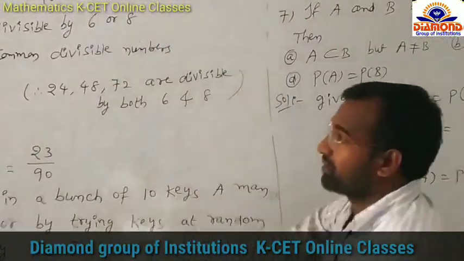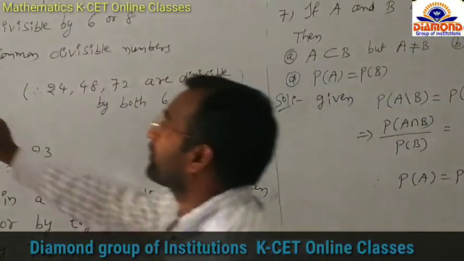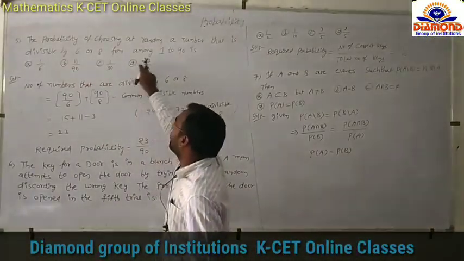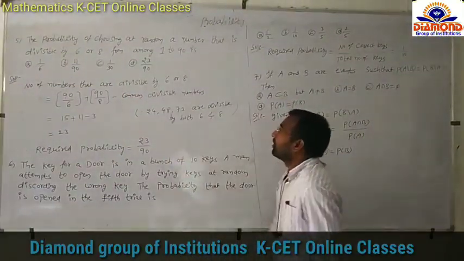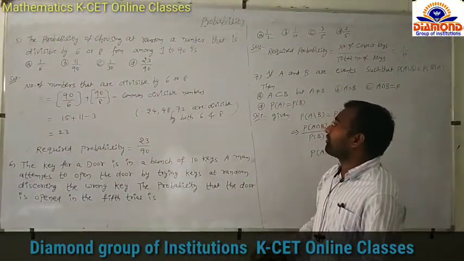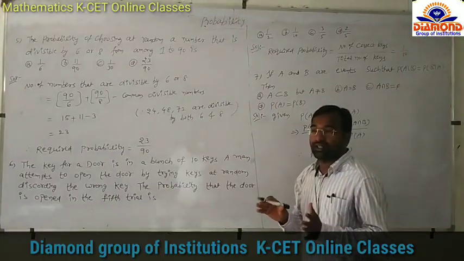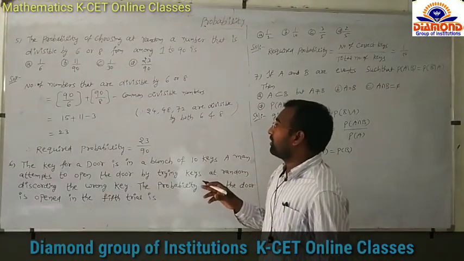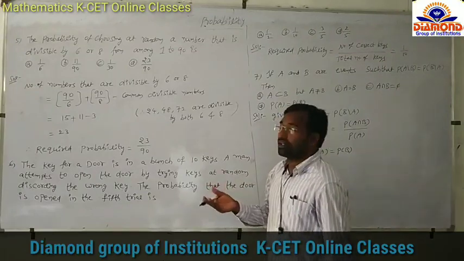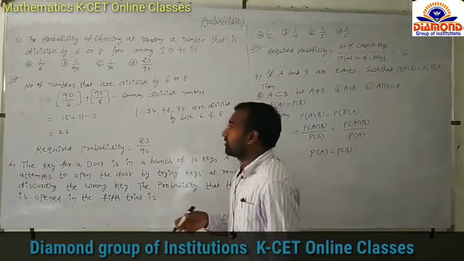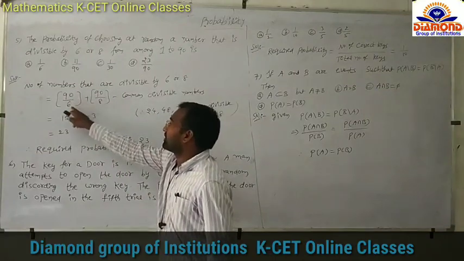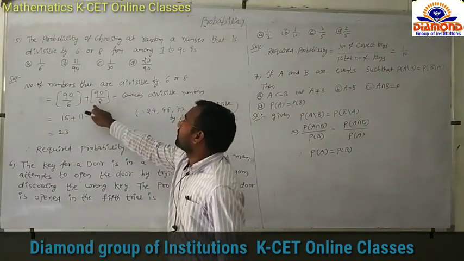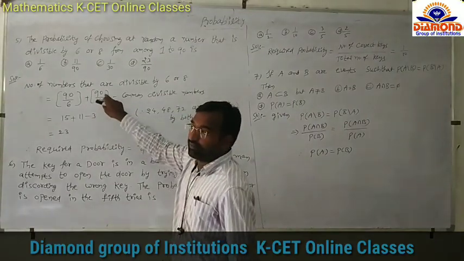The probability of choosing a random number that is divisible by 6 or 8 from among 1 to 90 numbers is: option A 1 by 6, option B 11 by 90, option C 1 by 30, option D 23 by 90. You have to calculate the number of numbers divisible by 6 or 8 in between the numbers 1 to 90. Okay? So the number of numbers that are divisible by 6 or 8 equals, first, step of 90 by 6 plus step of 90 by 8.